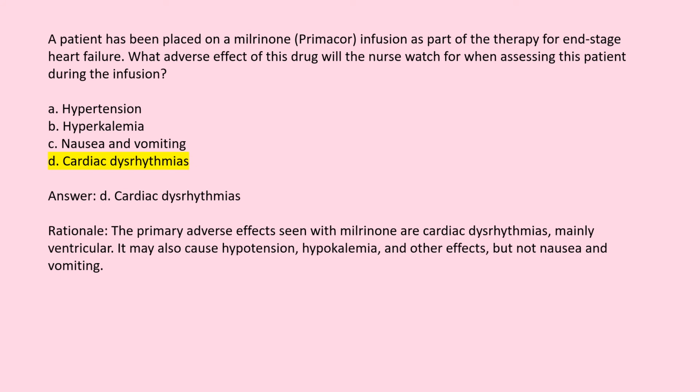Answer. D. Cardiac dysrhythmias. Rationale. The primary adverse effects seen with milrinone are cardiac dysrhythmias, mainly ventricular. It may also cause hypotension, hypokalemia, and other effects, but not nausea and vomiting.